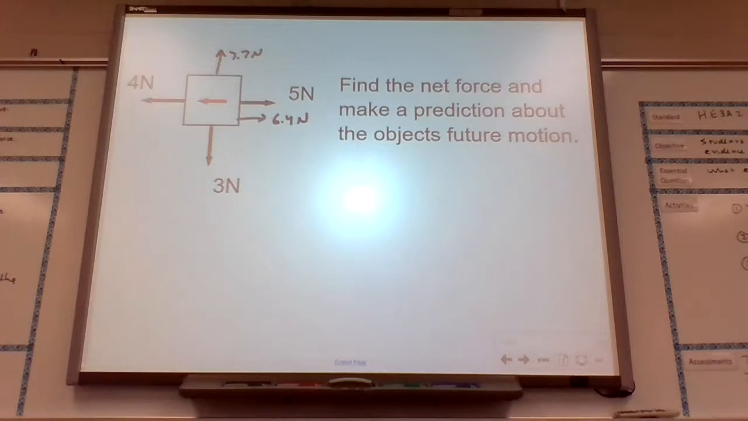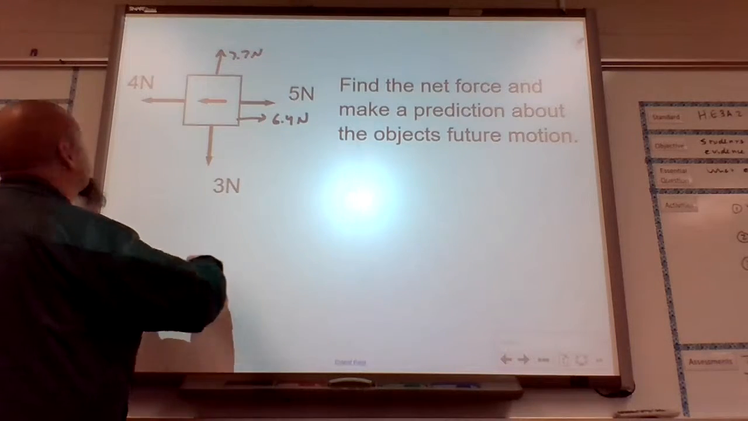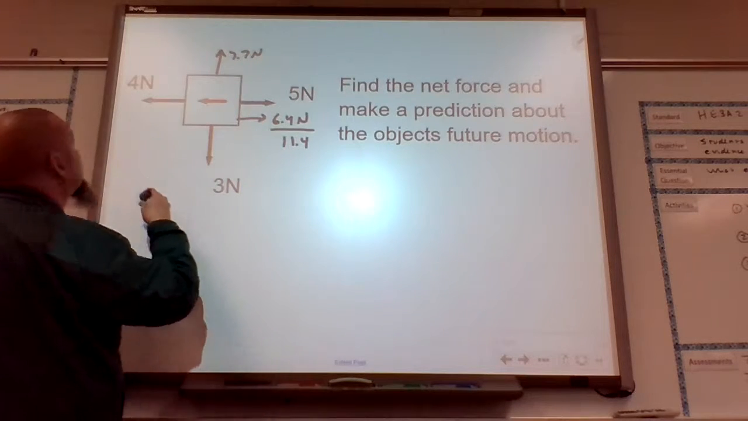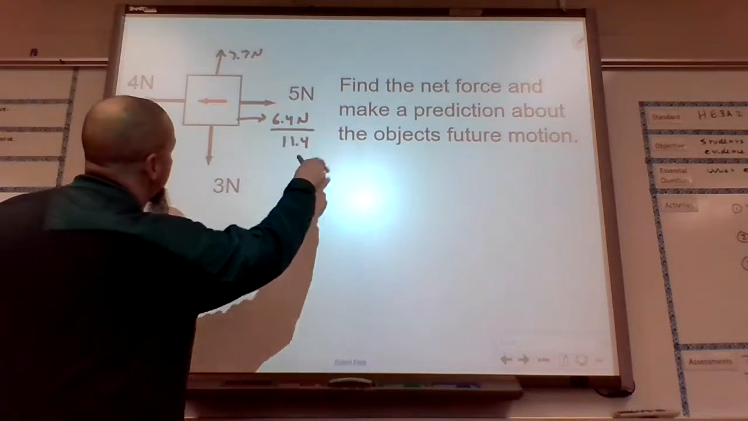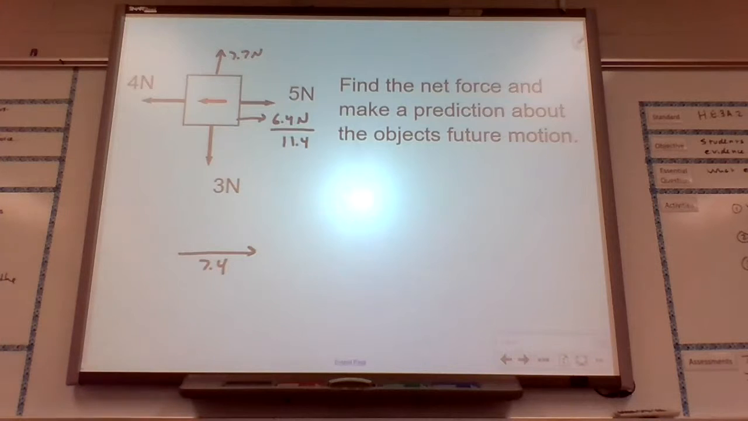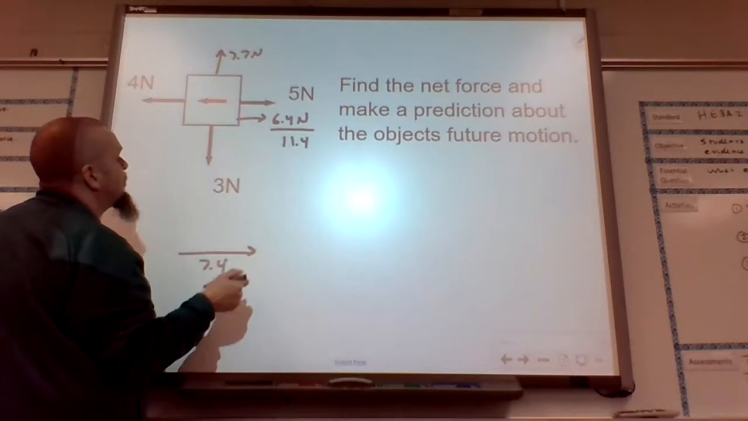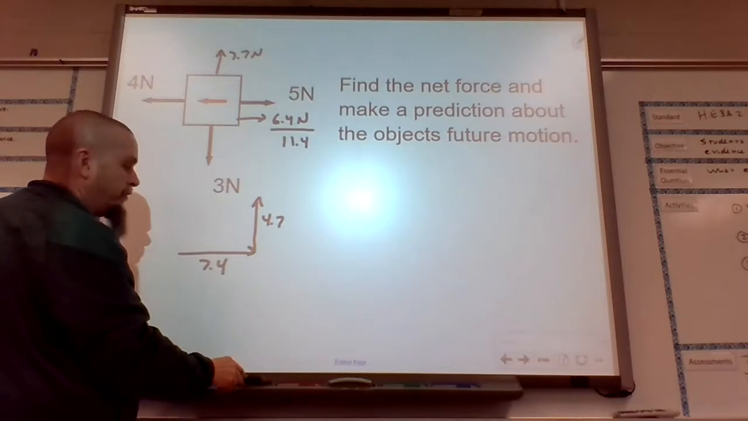All right, now that we got that, we can go ahead and simplify our vertical and our horizontal components of this. These two get added together. So over here I have 11.4 to the right. I have 4 newtons to the left, so I'll subtract those, and I'll get 7.4 in the direction of the stronger force. So it's 7.4 to the right. I have 7.7 up and a 3 down. I'll subtract those. 7.7 minus 3 is 4.7. That'll be upward in the direction of the stronger force.